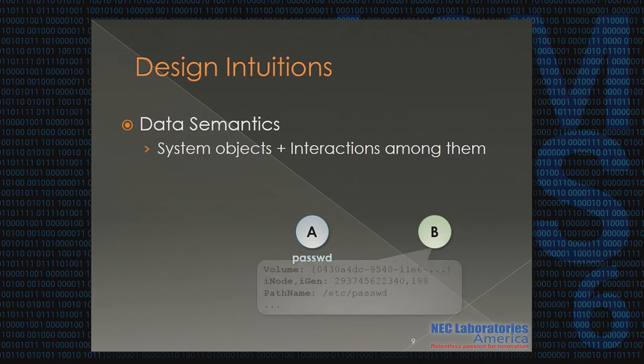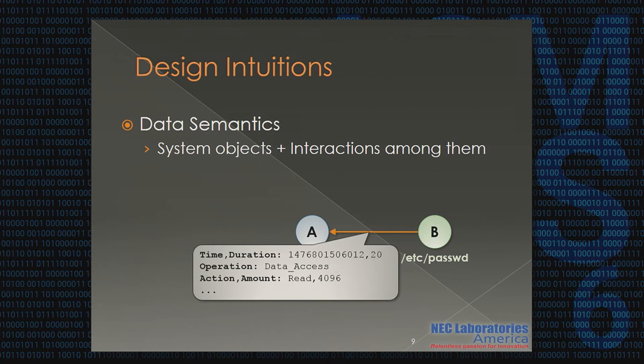And we have another object, which is a file, which has some other important characteristics, such as the volume it resides on, the inode and generation ID, which accurately identify the piece of data it's pointing to, and the pathname, et cetera. And then there is an event where the process reads the file. And the event also has attributes, for example, the time it happens, and the duration, the actual operation.